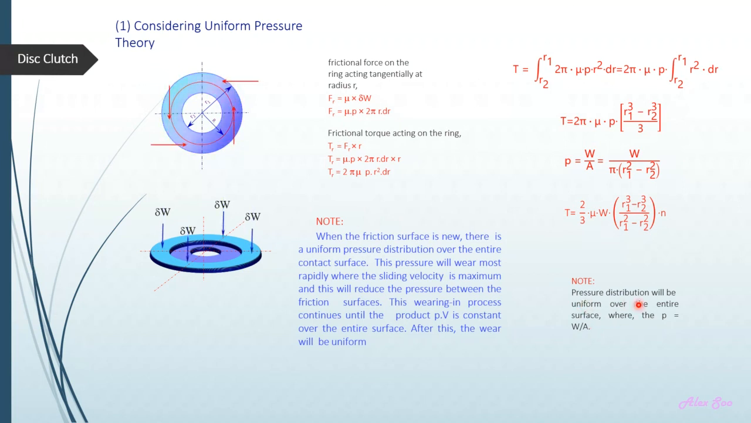For the uniform wear theory, where the pressure distribution is no longer uniform, that means after the clutch has been used for a period of time, the pressure distribution will not be uniform. Then you cannot use the formula where pressure equals force over area, because the pressure distribution is not the same anymore. This first case is about the uniform pressure theory; the next case is about the uniform wear theory. For uniform pressure theory, remember the pressure formula and the complete torque formula for uniform pressure distribution.